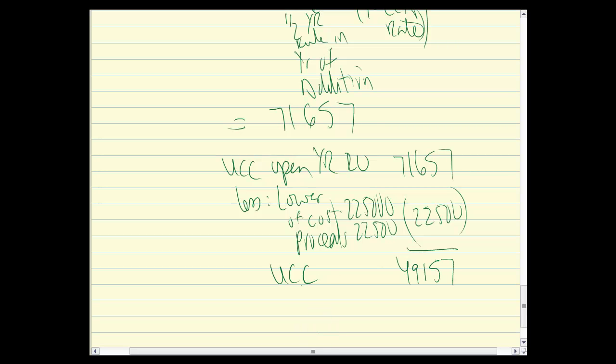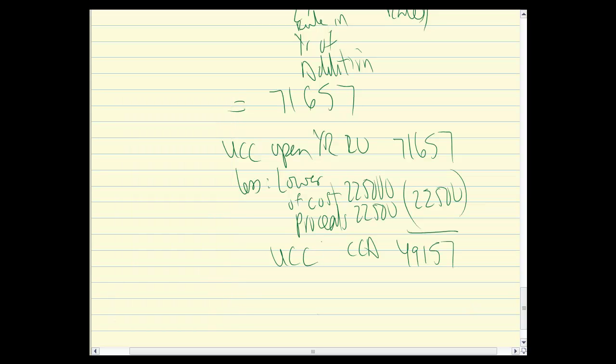So now we have a UCC before CCA. UCC before CCA is 49,157. What's the problem? Well, you don't use CCA in the year you just sold. There's no more assets in the pool, and you have a terminal loss. You have no more assets in the pool, therefore you have a terminal loss.